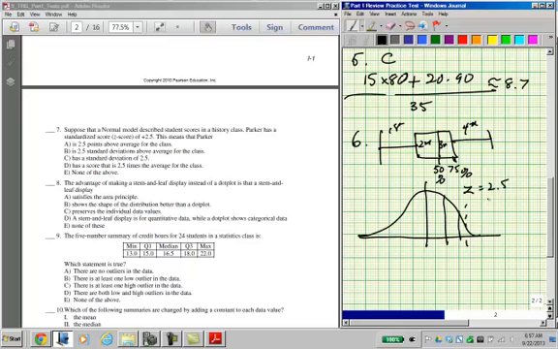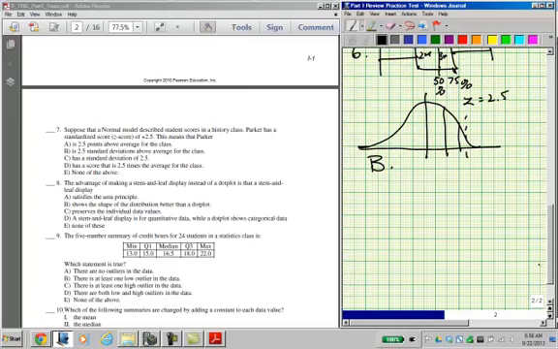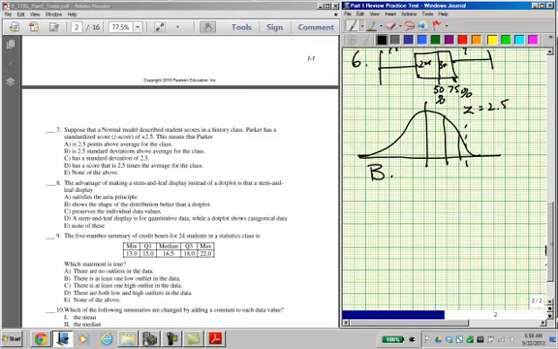E, none of the above. That's not true. We just said that B, 2.5 standard deviations above class, is the exact definition of what a z-score is. Okay, so that was, what number was that? That was 7, 8.